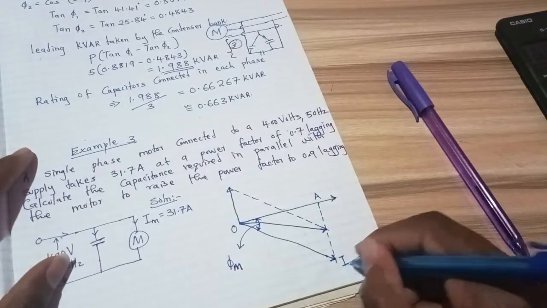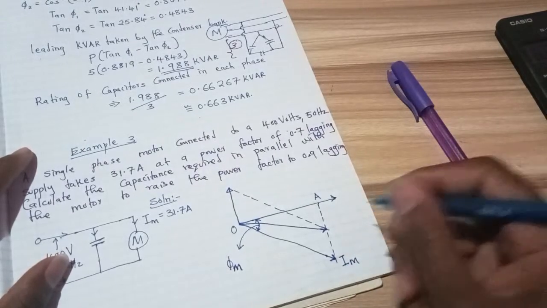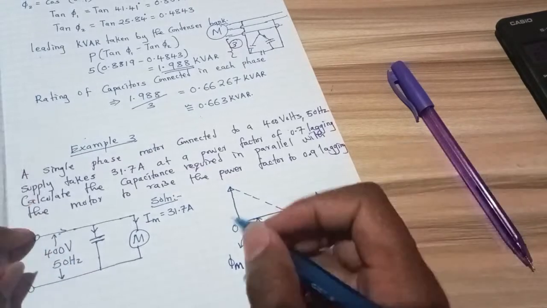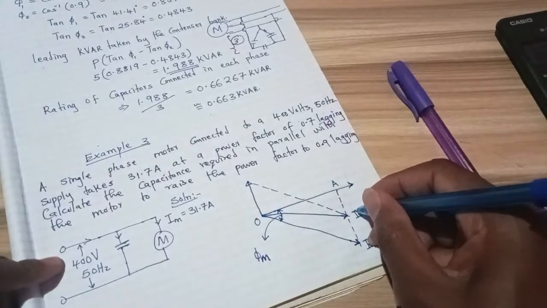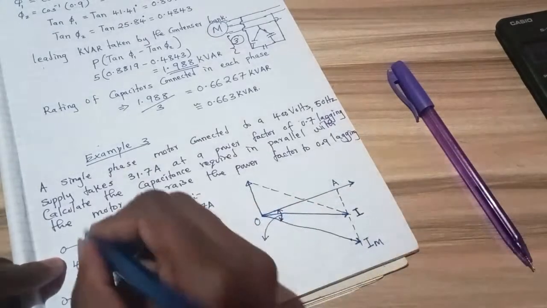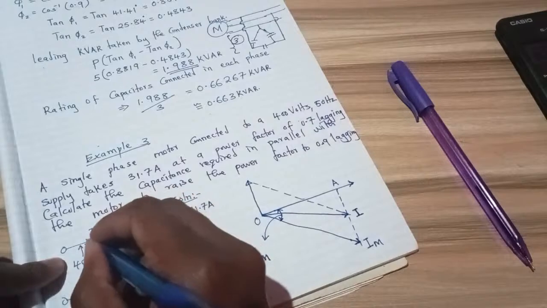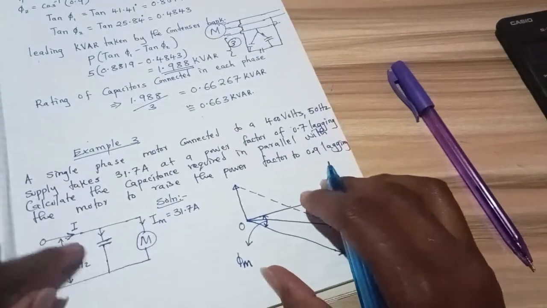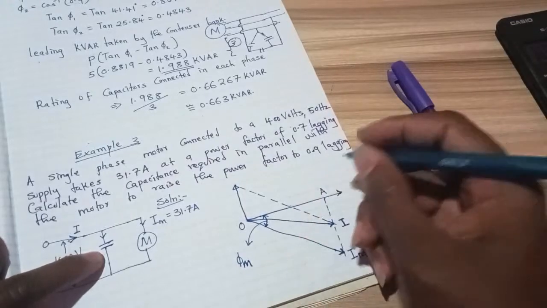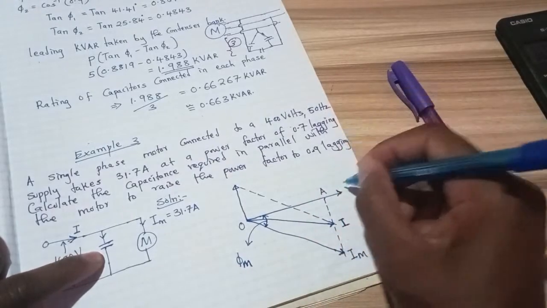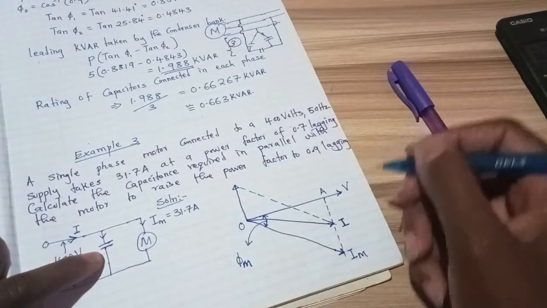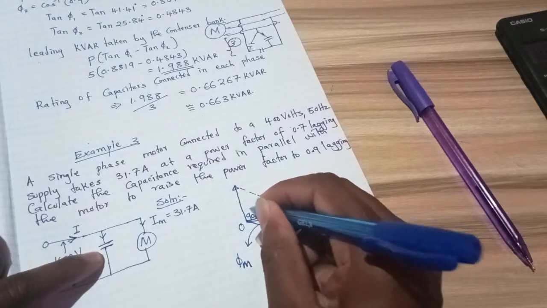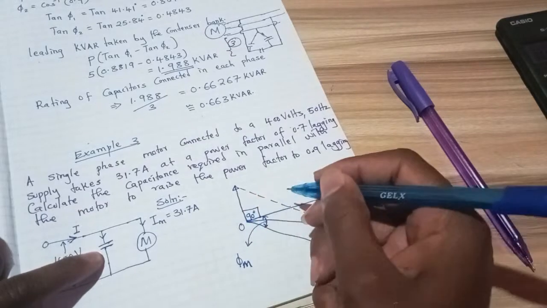Then we have our current here, Im. Then we have our normal circuit current, and that current I here is the current that is supplied before you connect a capacitor, or the current before the capacitor connection. Then we have our supply voltage. We have this angle, which is 90 degrees.